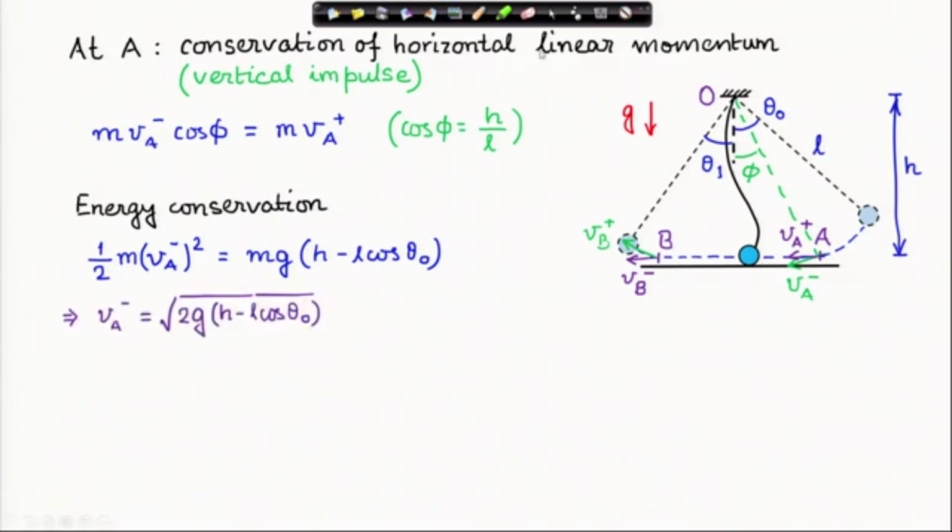Therefore, V a minus is this, and V a plus, therefore, I can find from that conservation of linear momentum in the horizontal direction. And as I just now mentioned, V a plus will also be equal to V b minus. Before the string gets taut, this velocity will remain the same, because it is sliding on a frictionless ground.